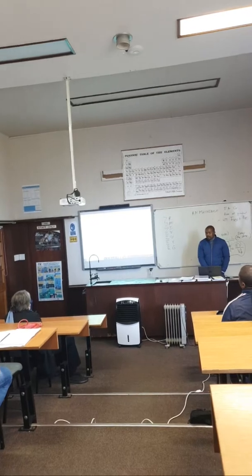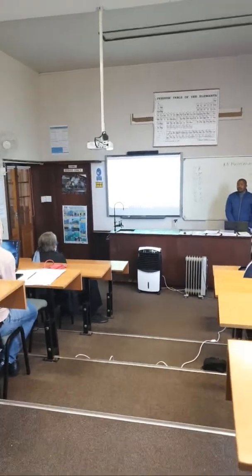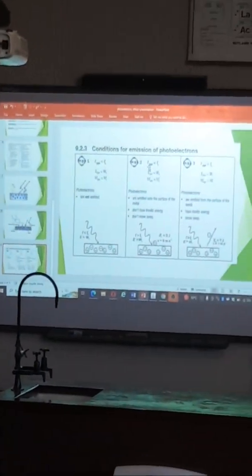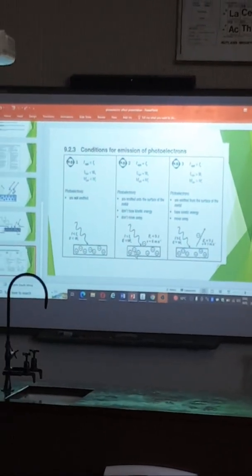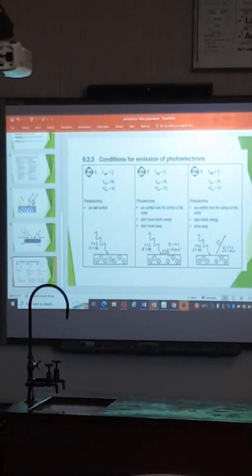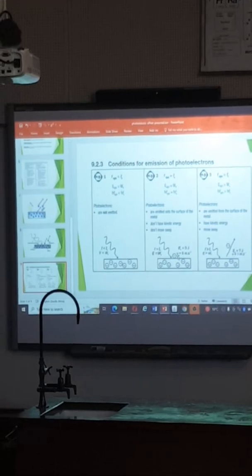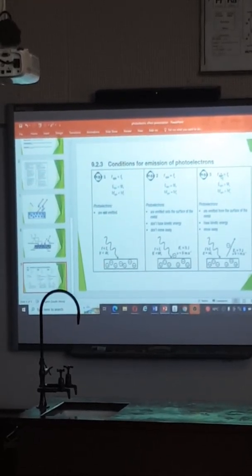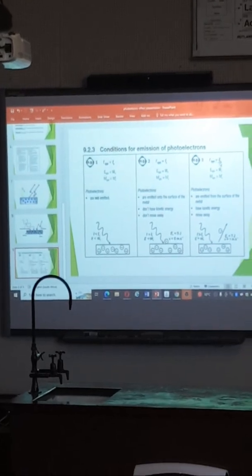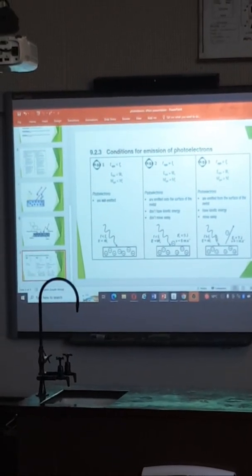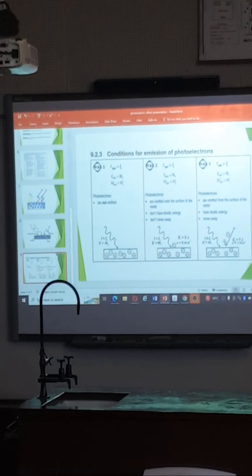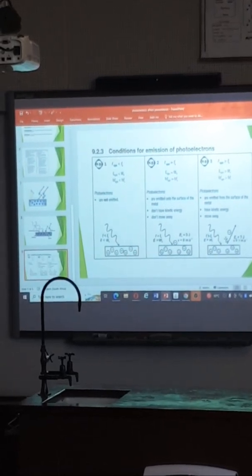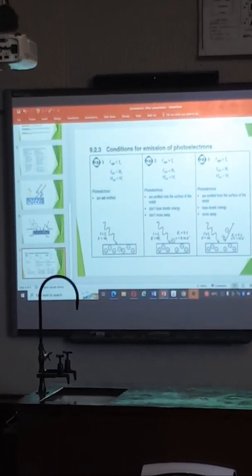But if the threshold frequency is equal to the frequency of the light, the electrons are going to be ejected and then sit on the surface. There will not be enough kinetic energy. But as long as the frequency of the light is greater than the threshold frequency, that is when the electrons are going to be ejected with much energy.